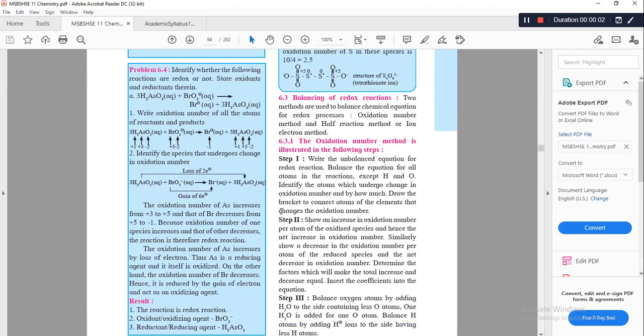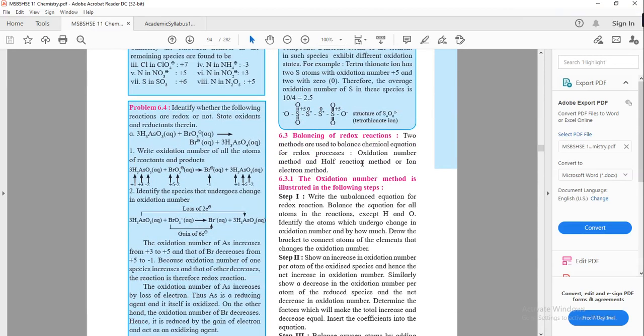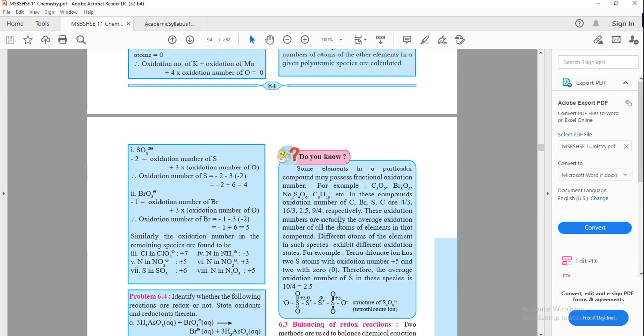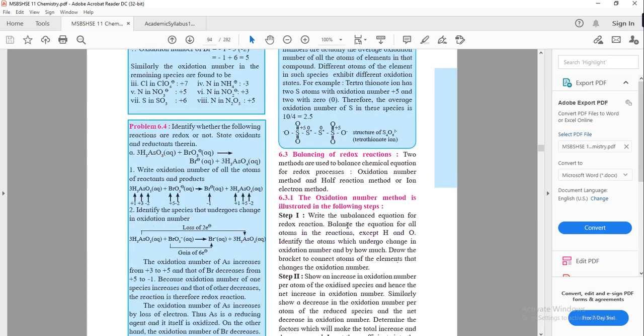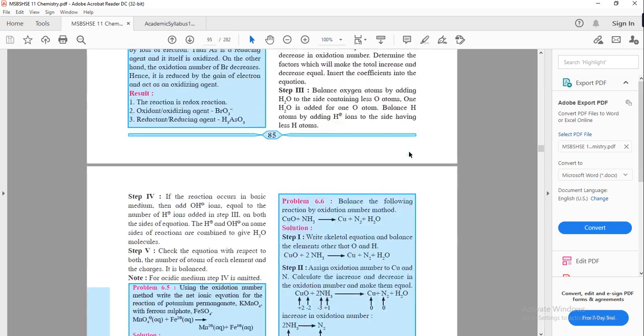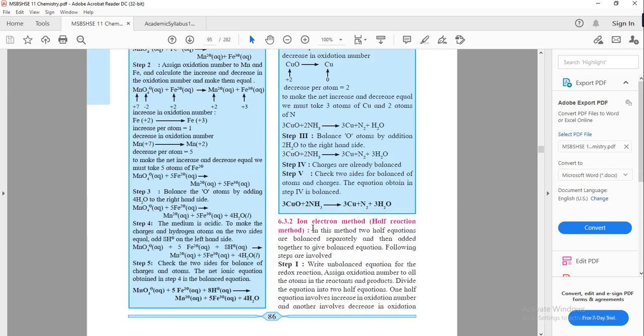Good morning everyone. So we have completed the calculation of oxidation number for the given substance or the given molecule. Now we'll see how we can balance the redox reaction. There are two ways for balancing the redox reaction. The first method is the oxidation number method, and the second one is the ion electron method, or the other name is the half reaction method.